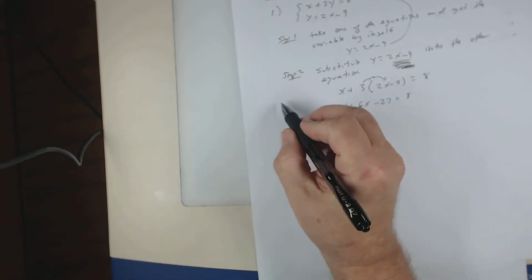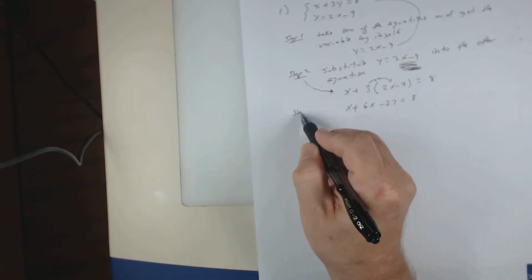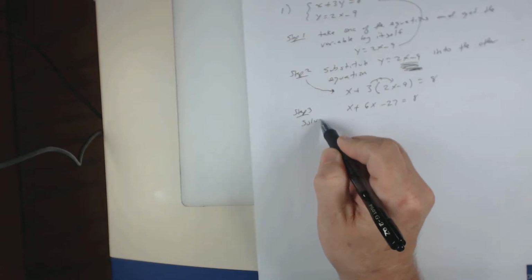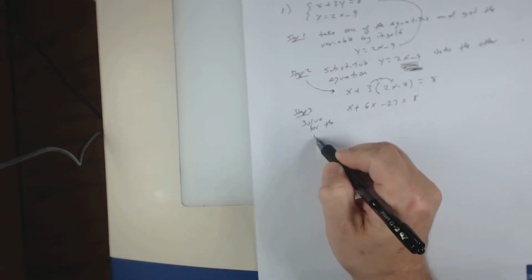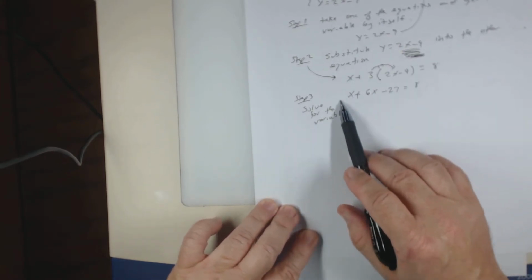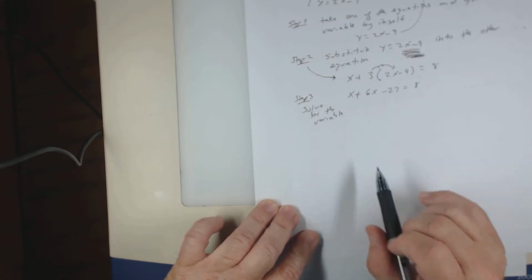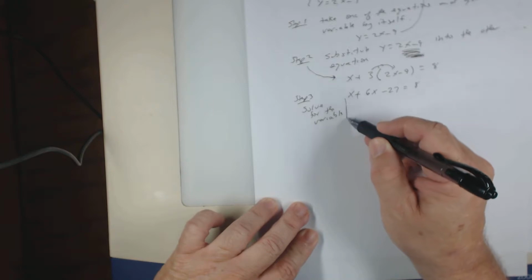So x plus 6x minus 27 equals 8. So step 3, by the way, this right here is step 2, and this right here is step 3. Step 3 is to solve for the variable. So this is step 2, and now I'm doing step 3. And when I say solve for the variable, which variable am I talking about? X. Solve for x. So this is step 3.